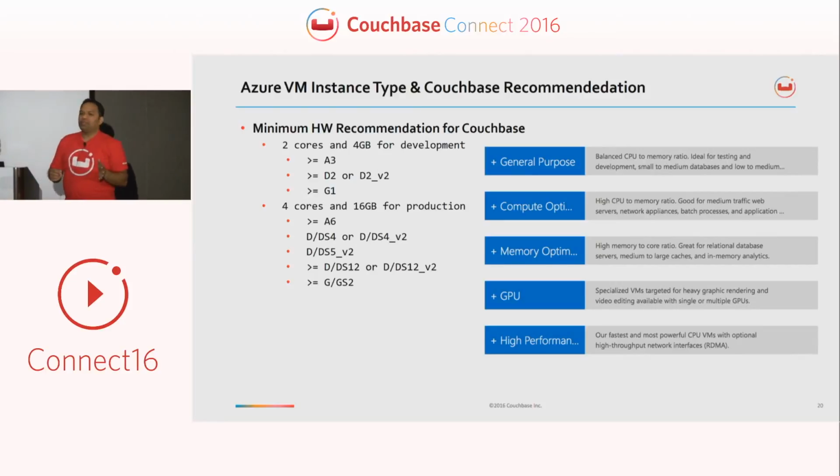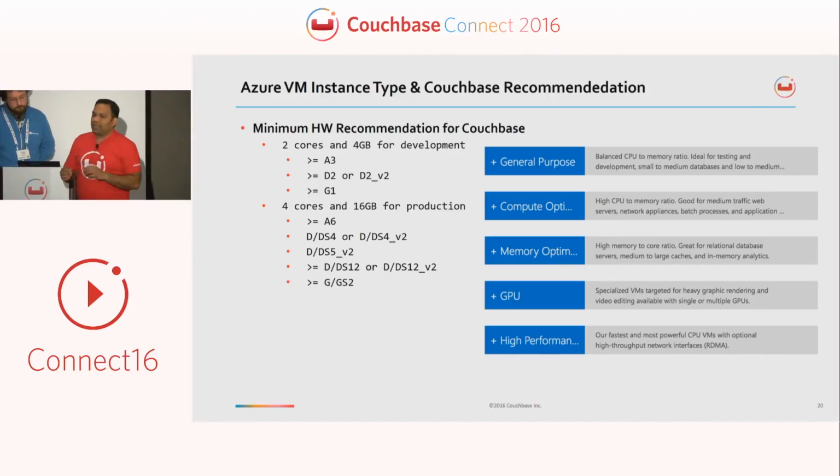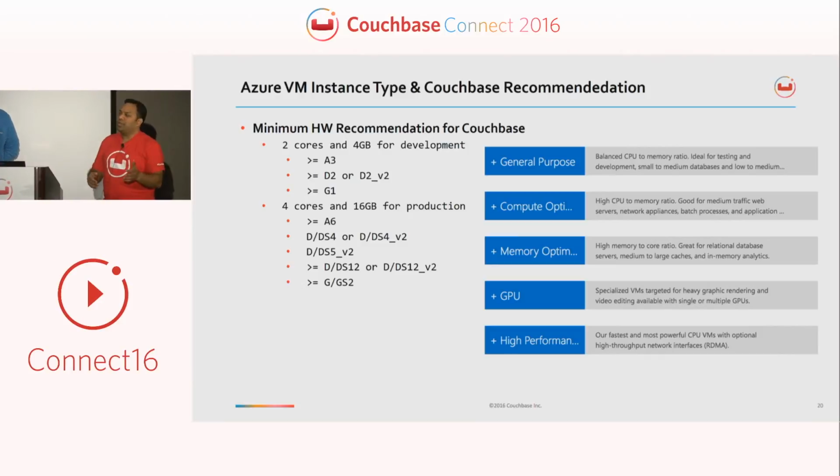But if you're going to production, there is a minimum requirement for production, that is 4 cores and 8 gigs of RAM. And then there are a lot of instance types. Because we have different instance types, depending on your use case, you have to do the performance test to see which instance type is the best fit for your deployment, right?